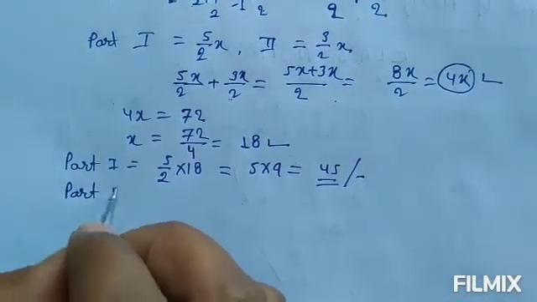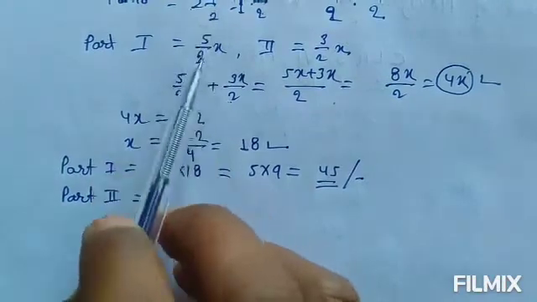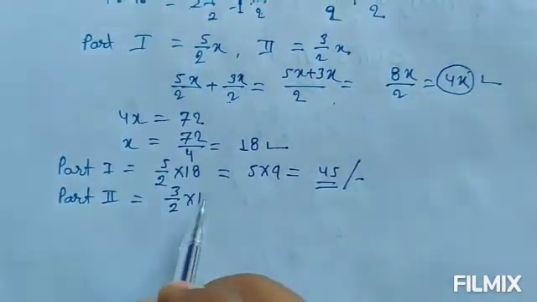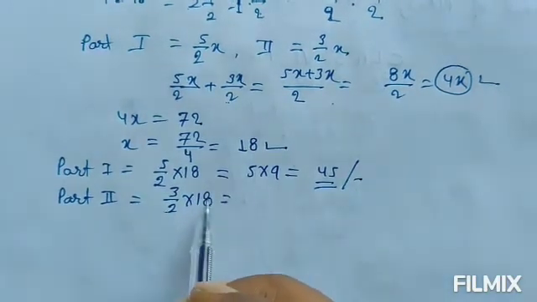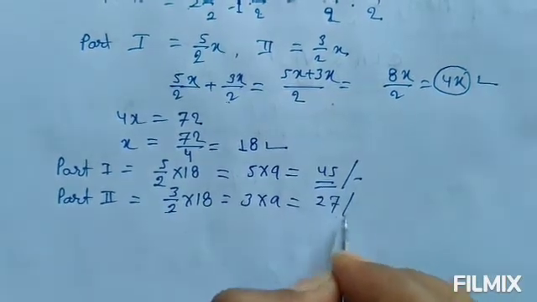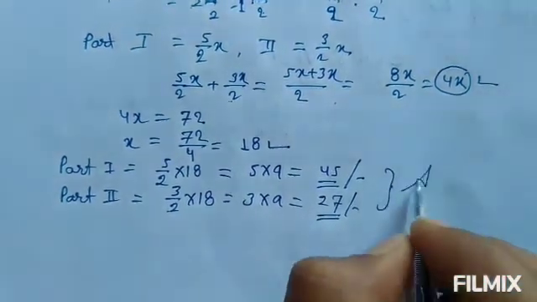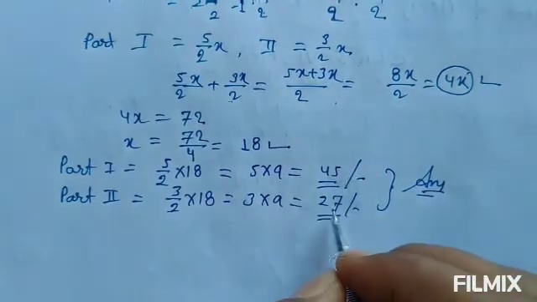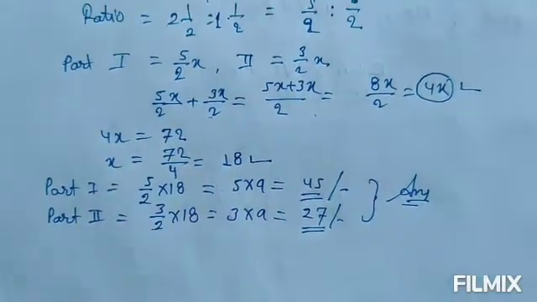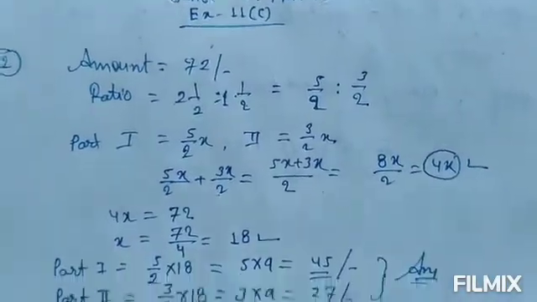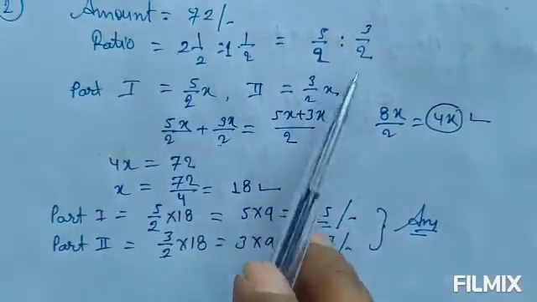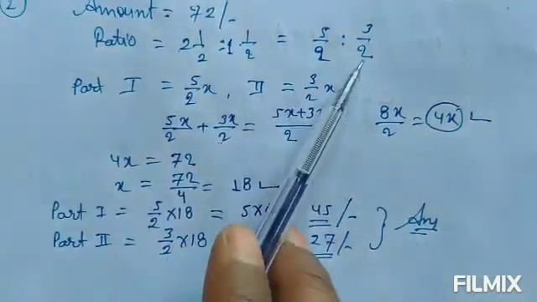And the second part equals 3 upon 2x, means 3 upon 2 into x, 2 9s are 18, means 3 into 9 equals 27 rupees. This is the answer. Part 1 is 45 rupees and part second is 27 rupees. Our question was to distribute 72 rupees in this ratio. First of all, we convert the ratio into improper fractions. Then this is the first part, this is the second part.